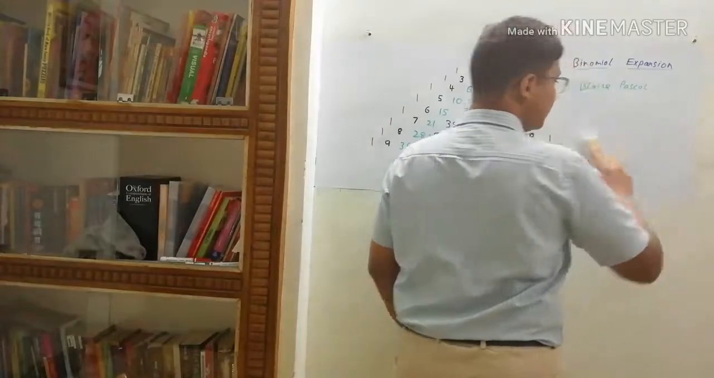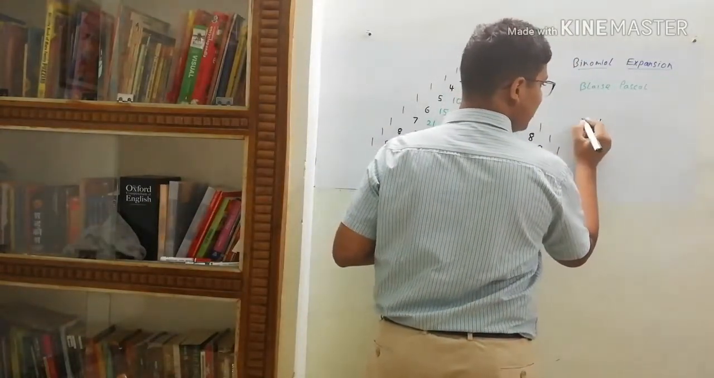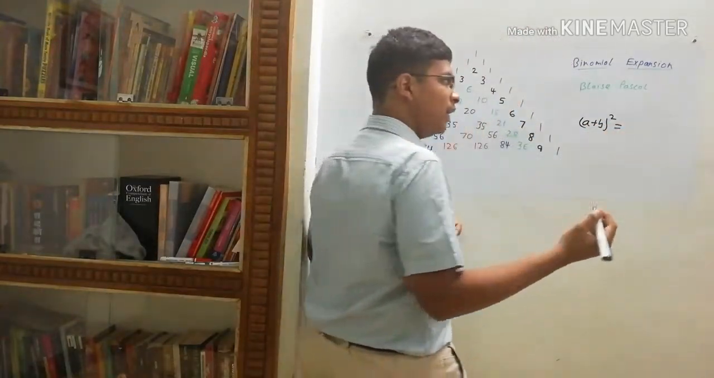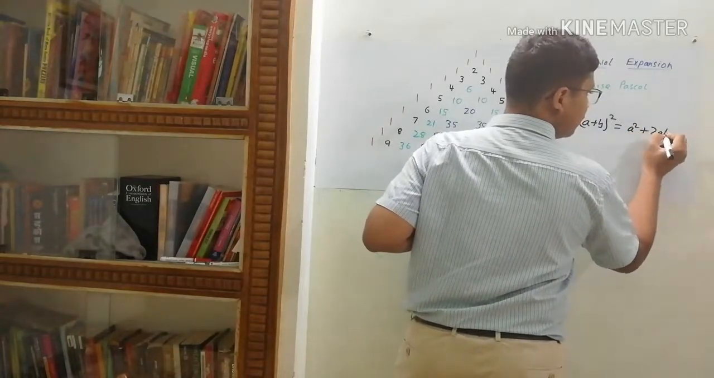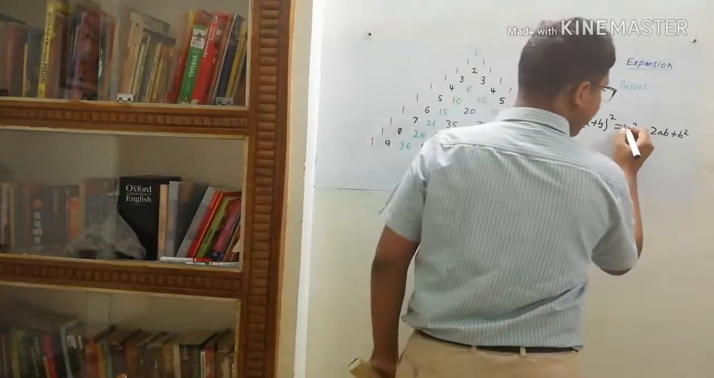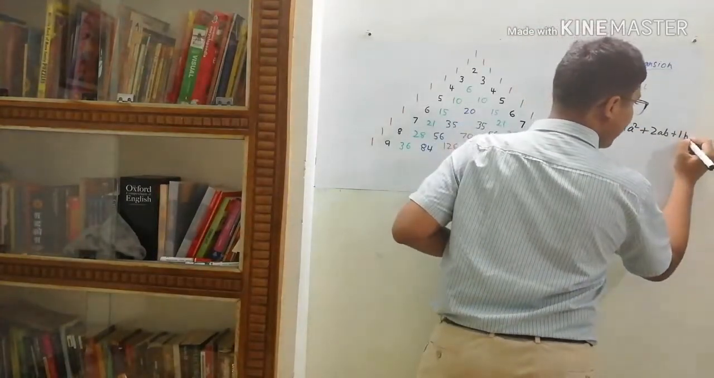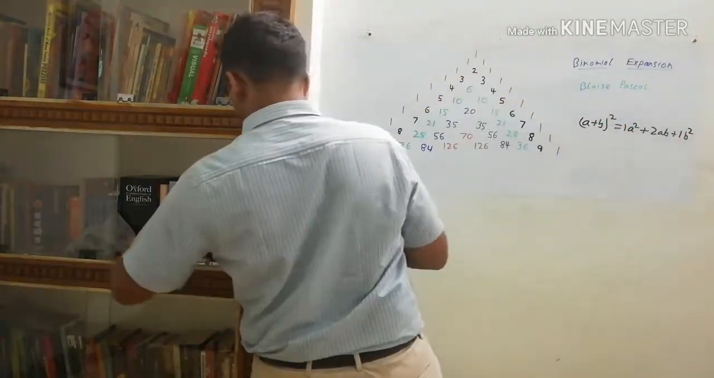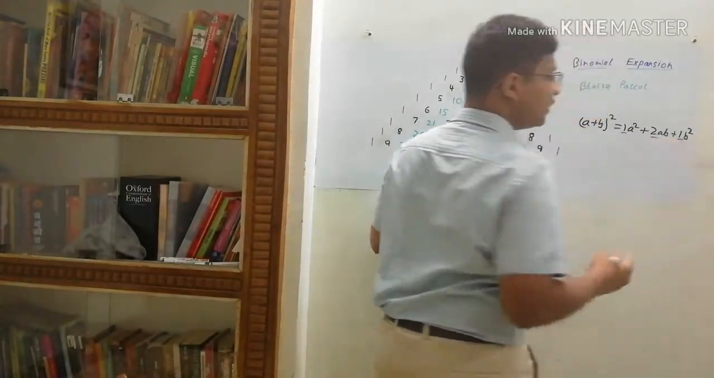So let's look at the third row, and let's take (A plus B) to the power 2. What do we get? You might know the formula. It's A square plus 2AB plus B square. The coefficients of A square and B square are 1, and the middle term is 2.